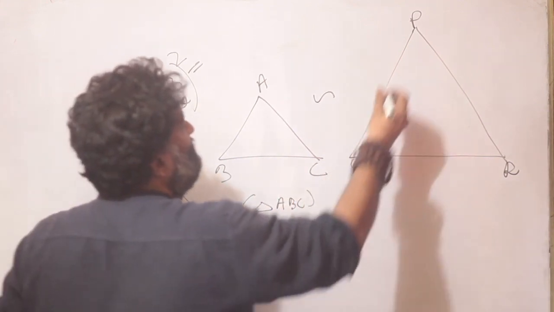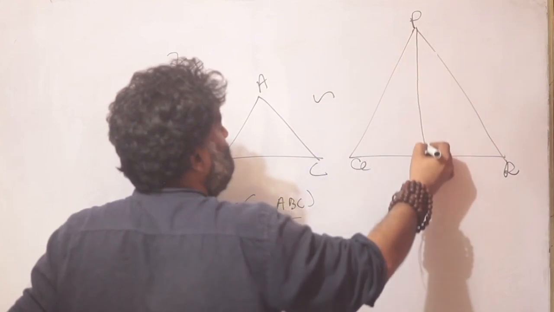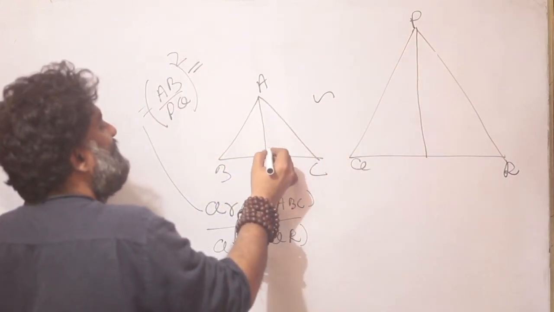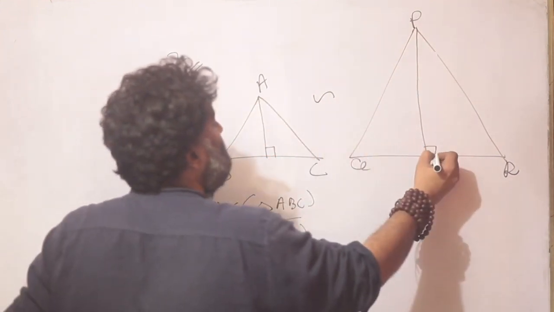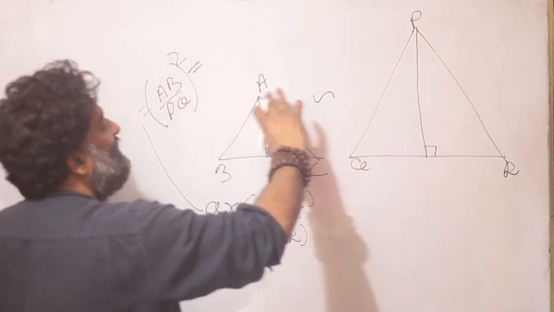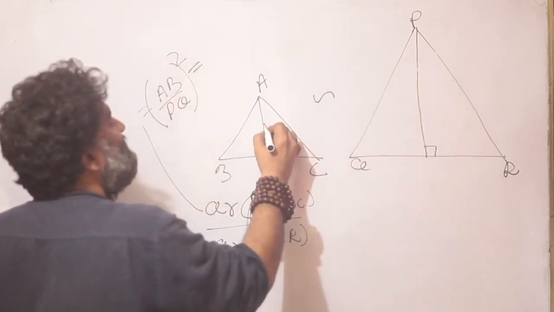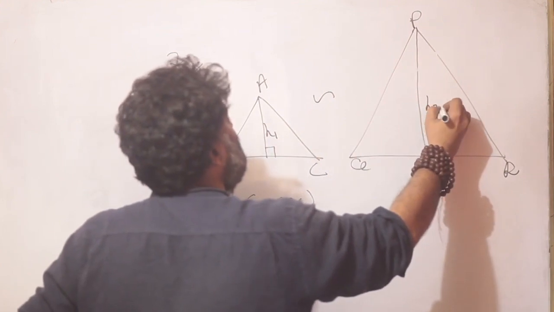So let's start working on this. I will draw a perpendicular on both the triangles. So this is a 90-degree angle, this is a 90-degree angle, this is the height of the triangle, this is the height of the triangle. Let me call it H1 and let me call this H2.